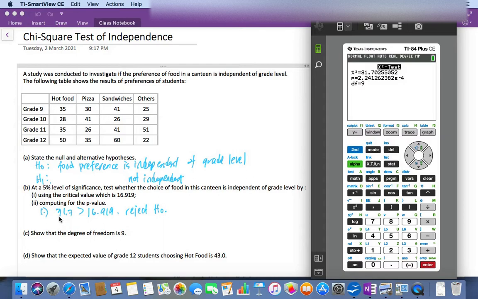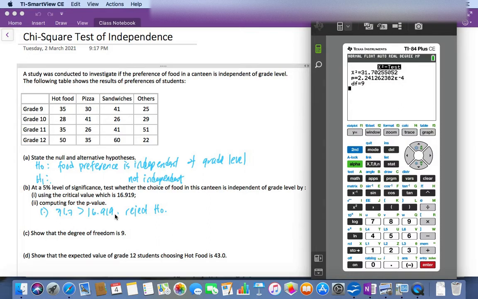you have to explicitly write that in your answer for comparison. You should not just generally say chi-square calc greater than chi-square critical. Okay, so it's best that you write the specific values that are relative to the problem. Okay, so that's one option of deciding whether to reject or accept your null hypothesis.